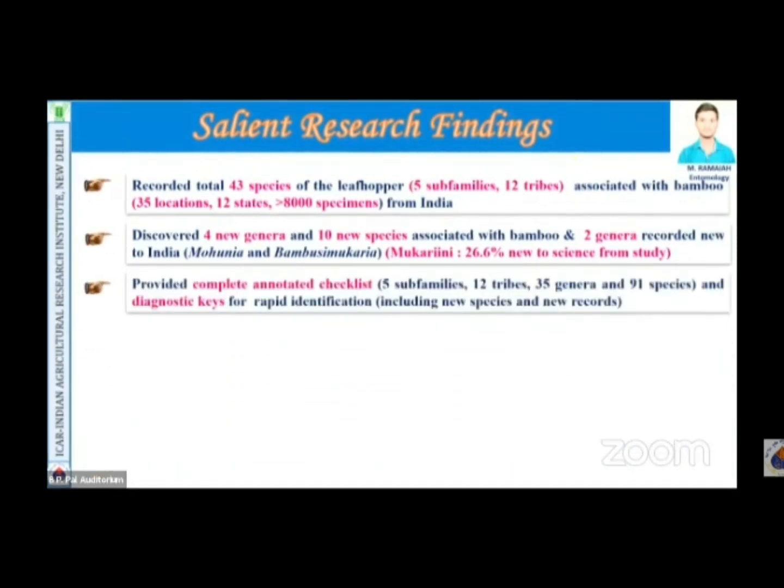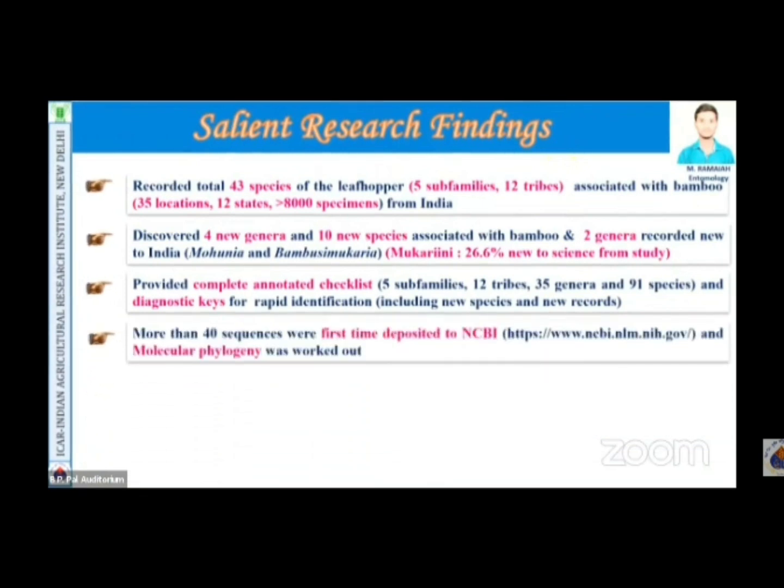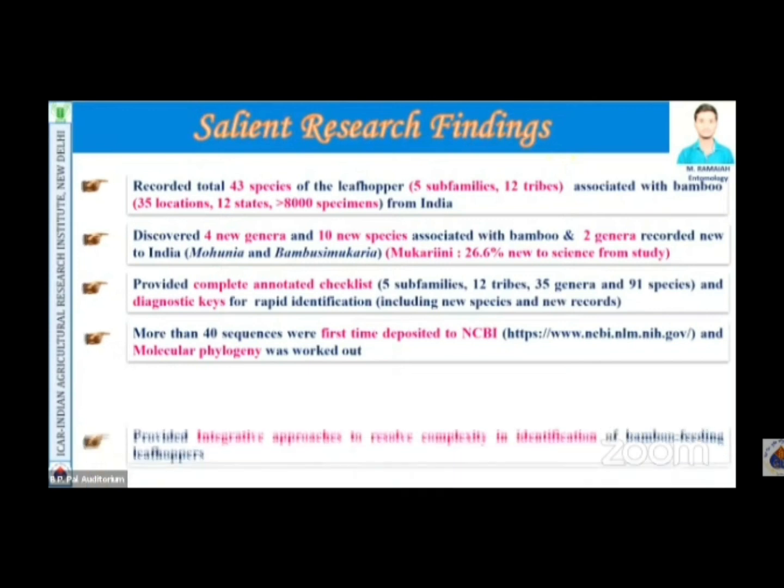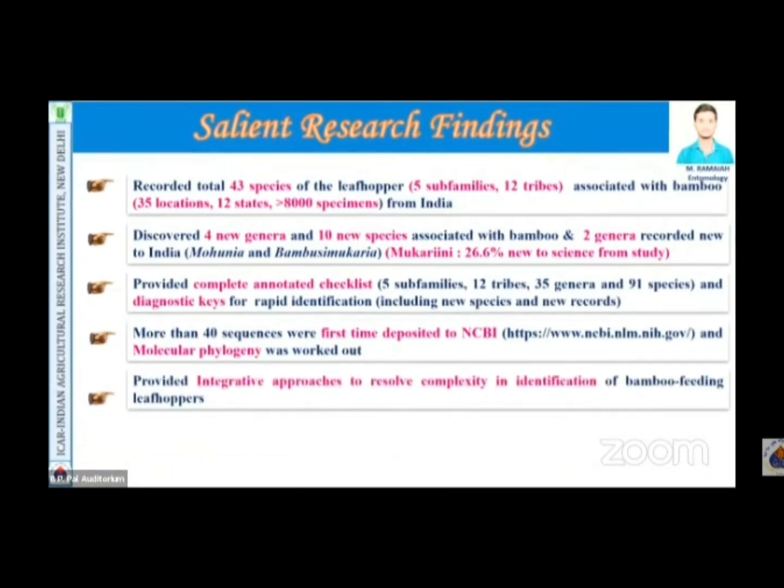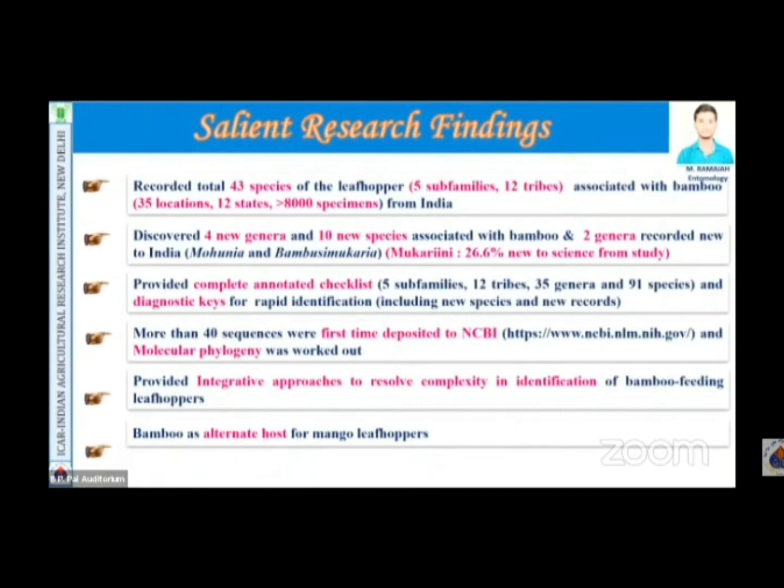And I studied the Mukaria tribe, which is exclusively feeding on bamboo. For that tribe, from my study, I added 26% which are new to science, and provided the complete annotated checklist as well as the diagnostic key for rapid identification of the species. More than 40 sequences were deposited for the first time to NCBI, and molecular phylogeny was worked out, providing integrative approaches to resolve the complexity and identification of the species, and bamboo was reported as an alternate host for the mango hopper.